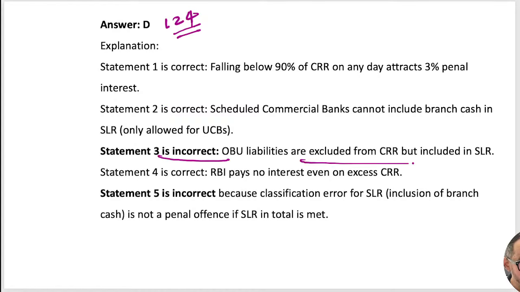OBU liabilities are excluded from the CRR but included in SLR. And the next one is the classification error in this particular case, right?